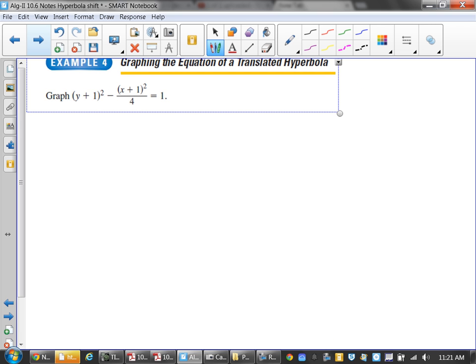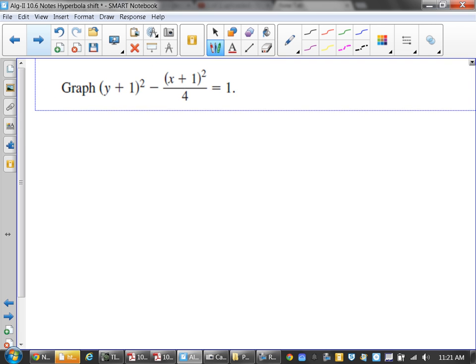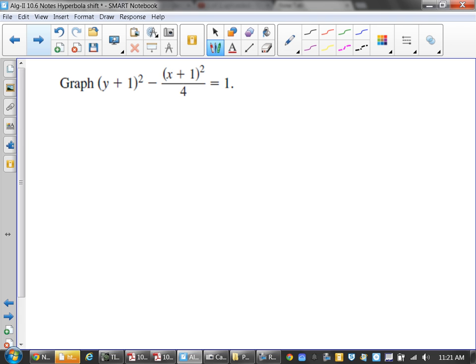So, let's graph. I'm going to change this. Let's change this to y plus 4, just to make our lives interesting. Let's graph this. Y plus 4 quantity squared minus x plus 1 quantity squared over 4 equals 1. So we're going to graph and label out all of our parts, just like we've done for all the other types of conics we've looked at.